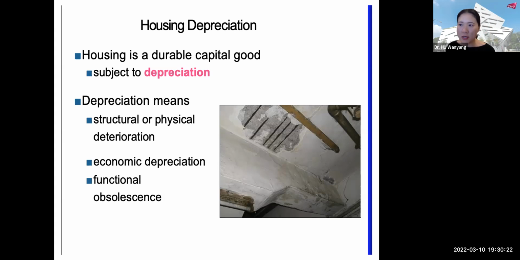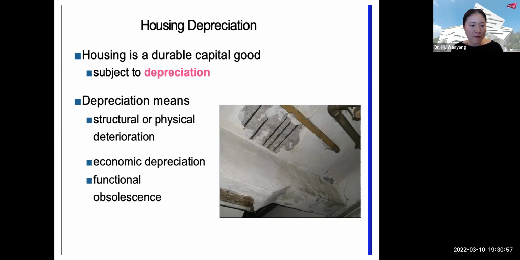So this is a depreciation. So this is a structural or physical deterioration. Sometimes we have economic depreciation as well. For example, people may prefer to live in new residential housing, and economically speaking, a housing unit which was built like 50 years ago is less attractive. So in this case, this is economic depreciation. It will be part of what we call housing depreciation as well.